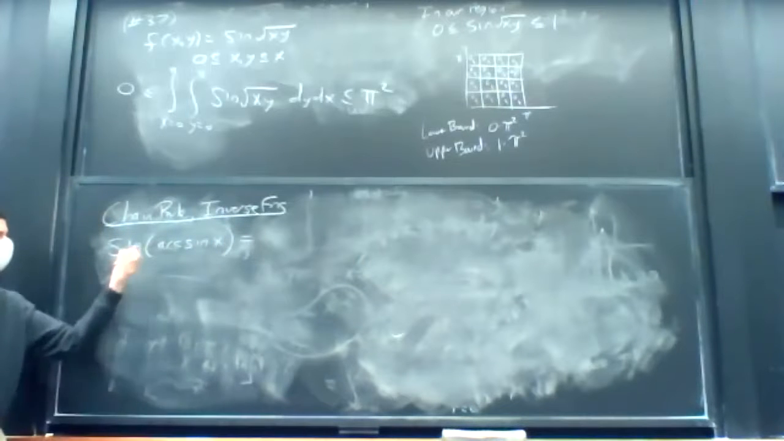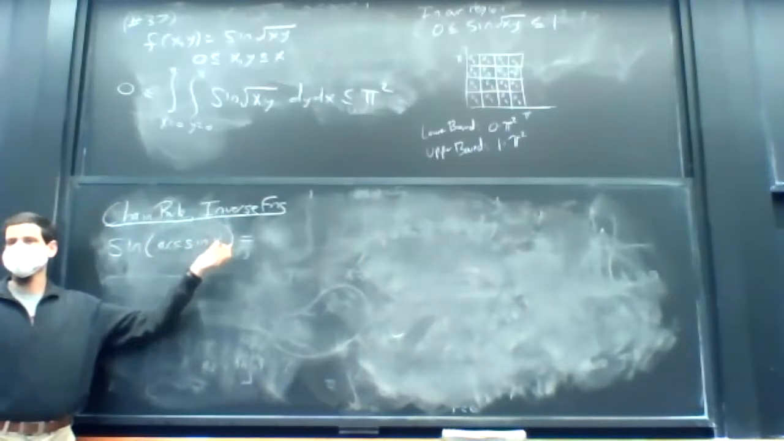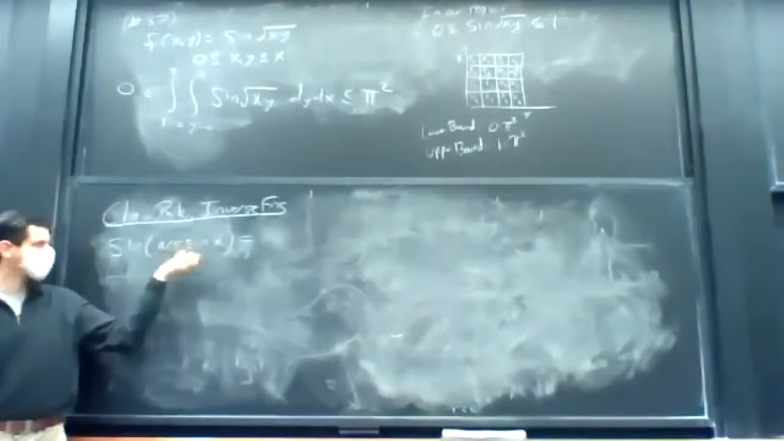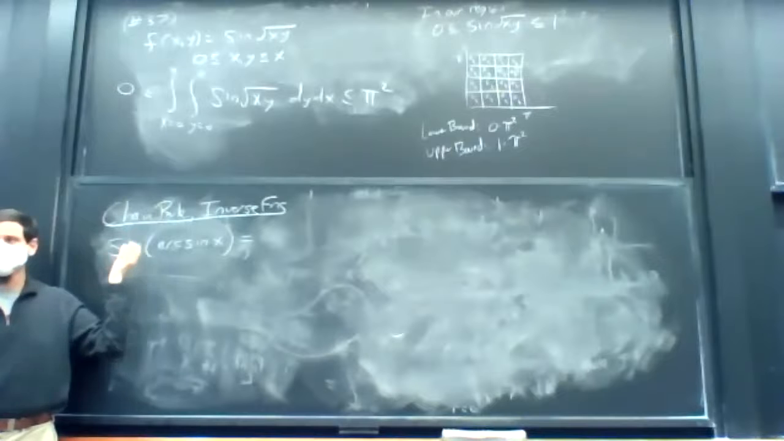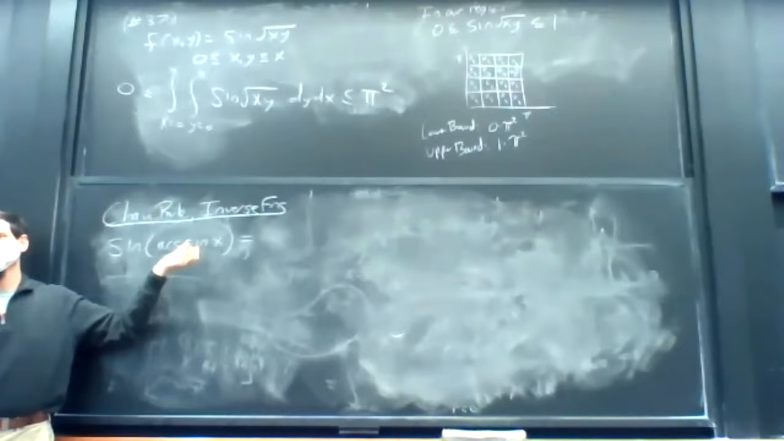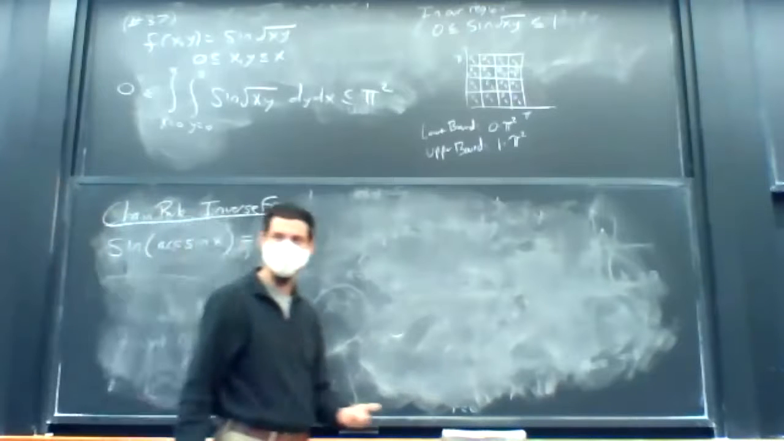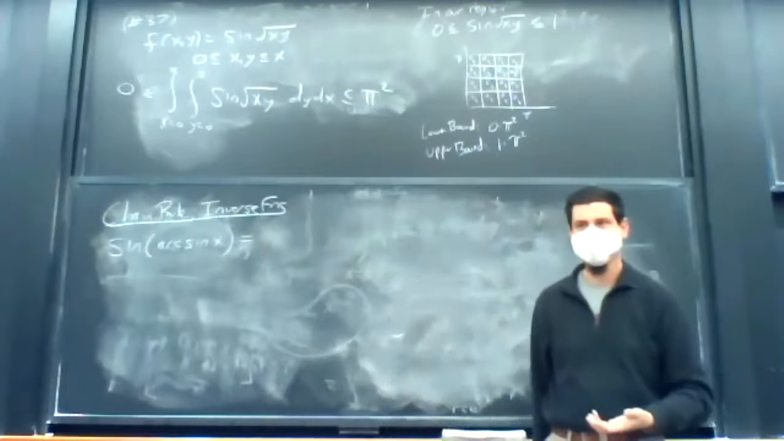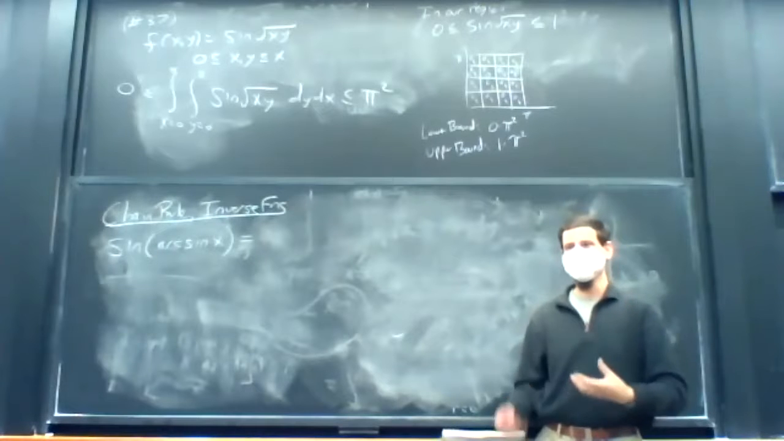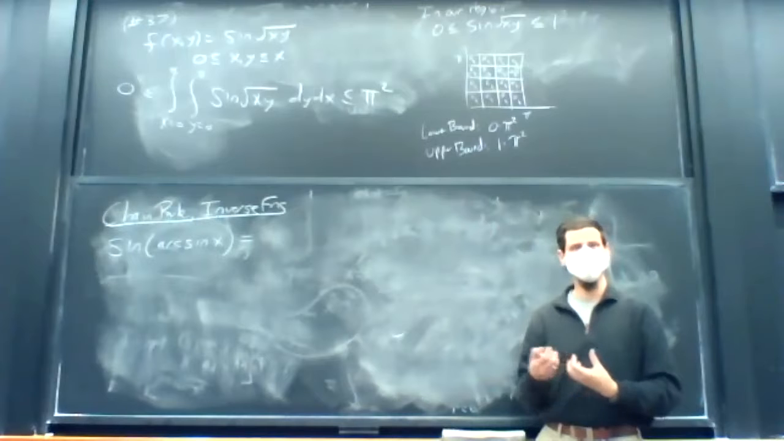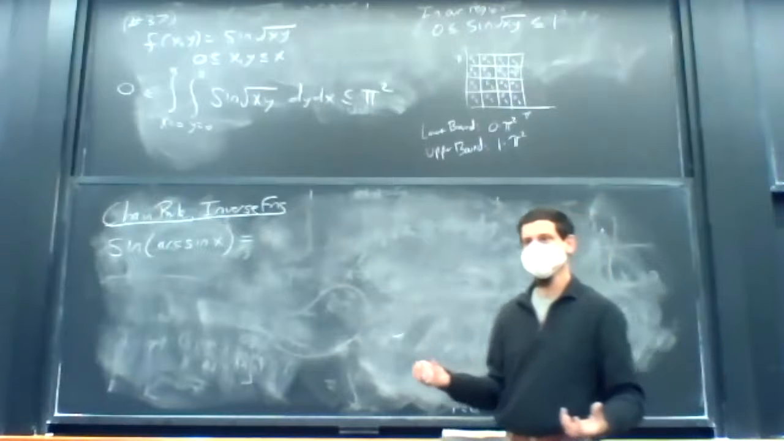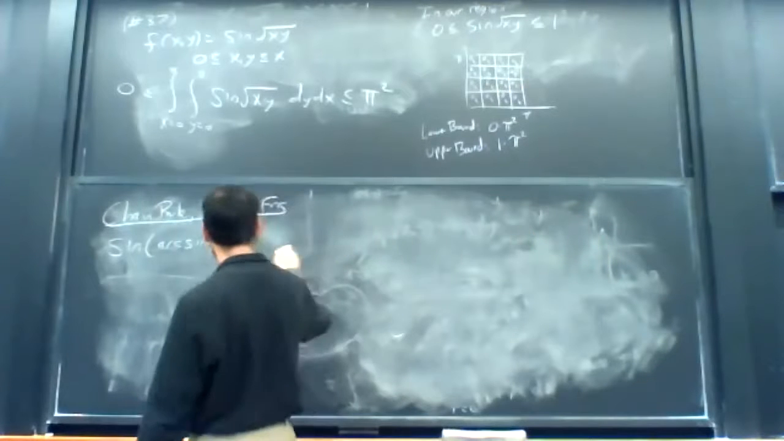So what is the sine of the arc sine of x? The arc sine of x gives you the angle whose sine is x. So I take the sine of the angle whose sine is x. What's the sine of the angle whose sine is x? Listen to the word: the sine of the angle whose sine is x is just x.